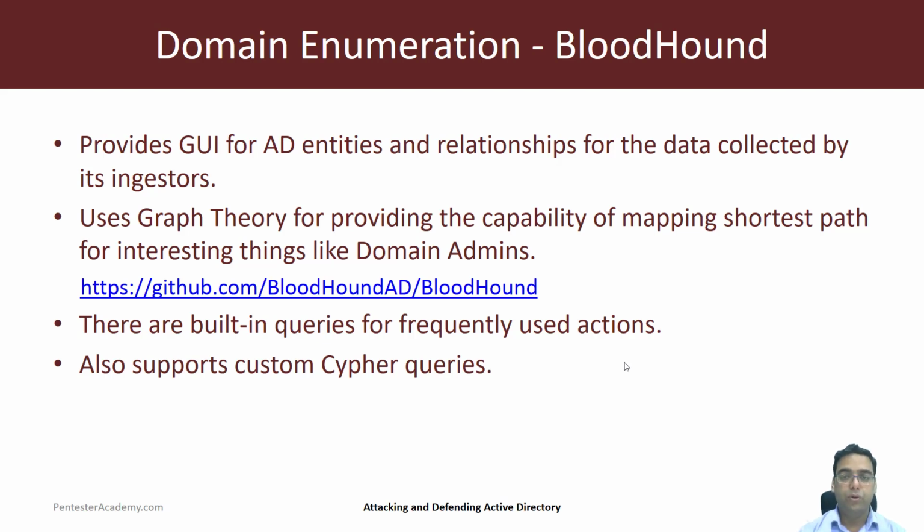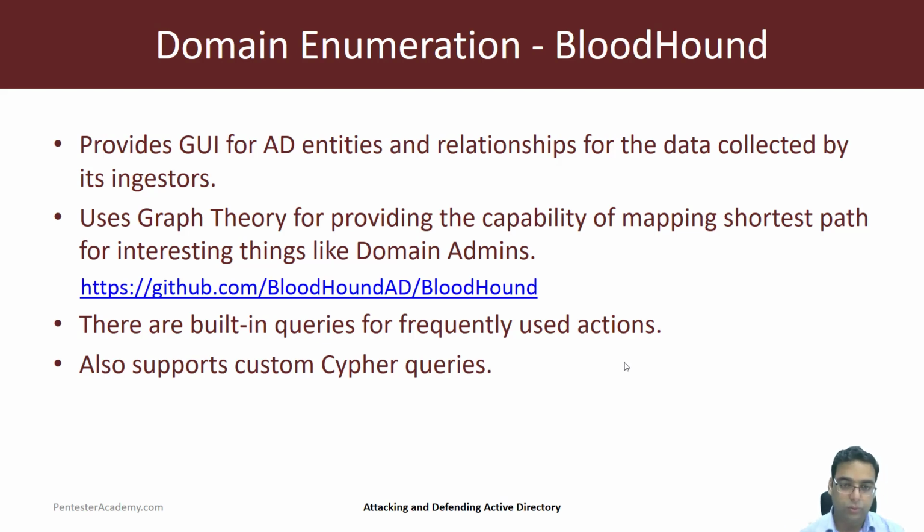Let's discuss a bit more domain enumeration using BloodHound. BloodHound is a JavaScript application, a single page application, which provides a GUI for mapping trusts, other objects, and relationships between all the objects and entities using the data collected by its ingesters. BloodHound uses graph theory for providing the capability of mapping the shortest path between different entities or different interesting relationships, for example, like domain admins.